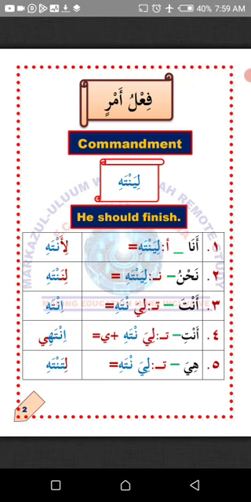Khamsa, number five. Hiya, she. So how do we change the verb liyantahi to suit hiya? All you need to do is to detach ya'un and attach ta'un. So the verb liyantahi will now become litantahi, which means she should finish. Remember, we use ya'un to talk about a single male person and ta'un to talk about a single female person. Talking about them does not mean talking to them directly. La'allaka fahimt? I hope you understand.